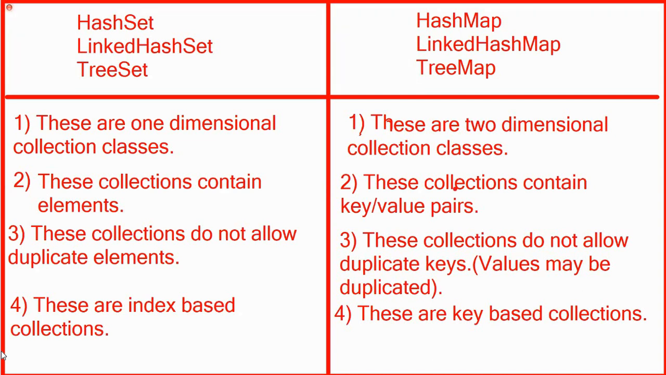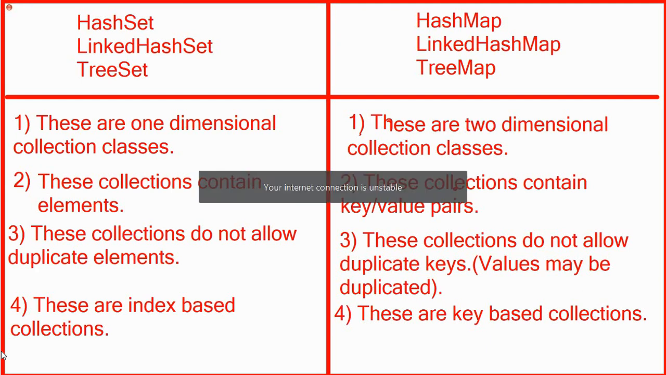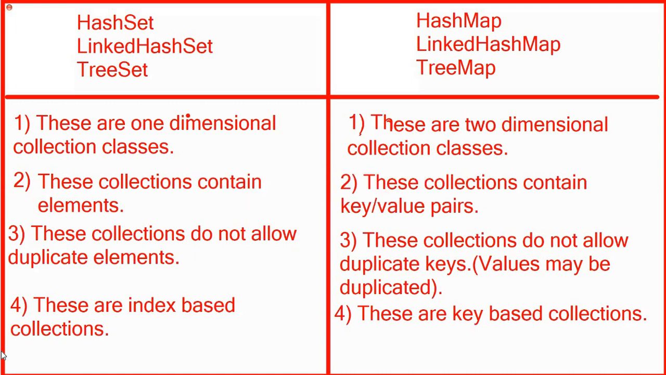These are index-based collections. You studied the set and map differences, no? Same. Set is one-dimensional. Map is two-dimensional. Set contains elements. Map contains key value pairs. Set does not allow duplicate elements. Map values may be duplicated. Set is index-based. Map is key-based. Okay. These are the set and map differences. Up to here, a total of 8 collections are completed.